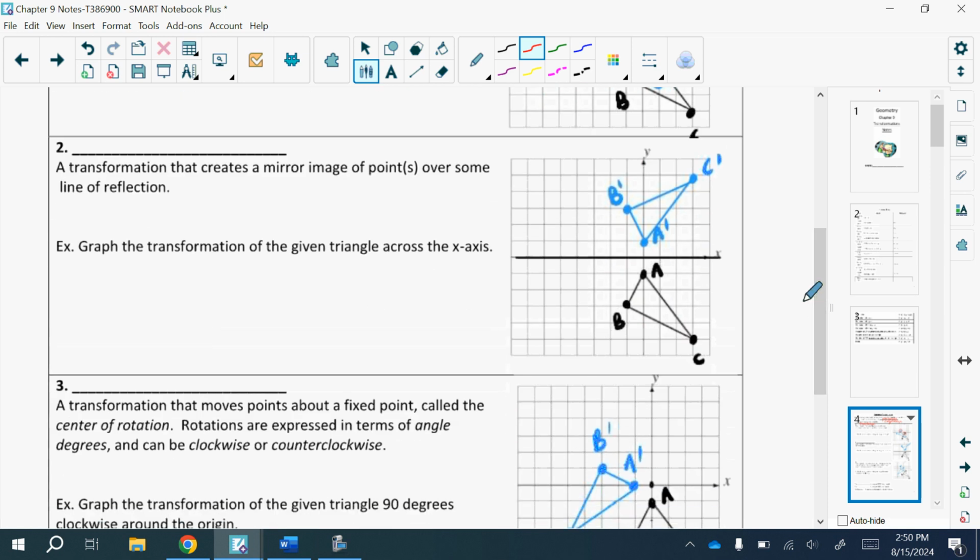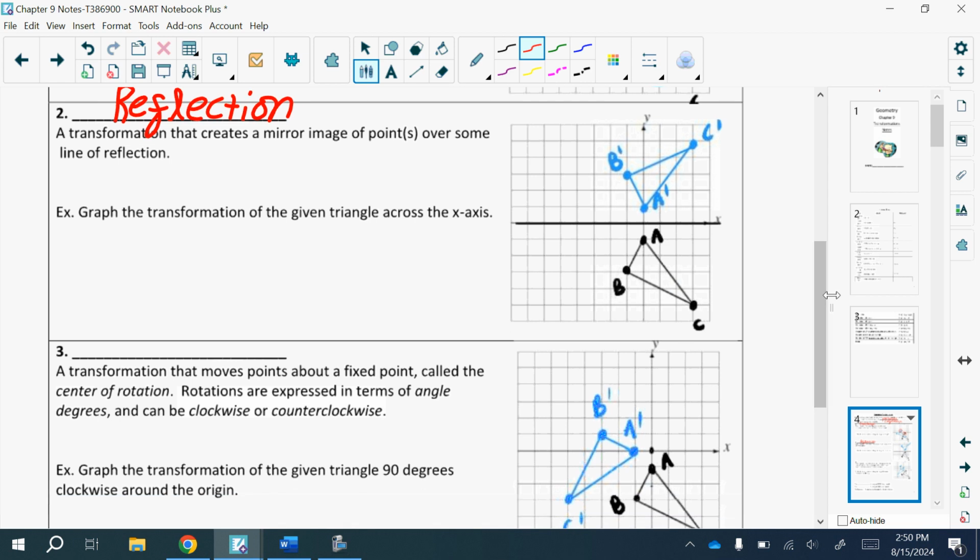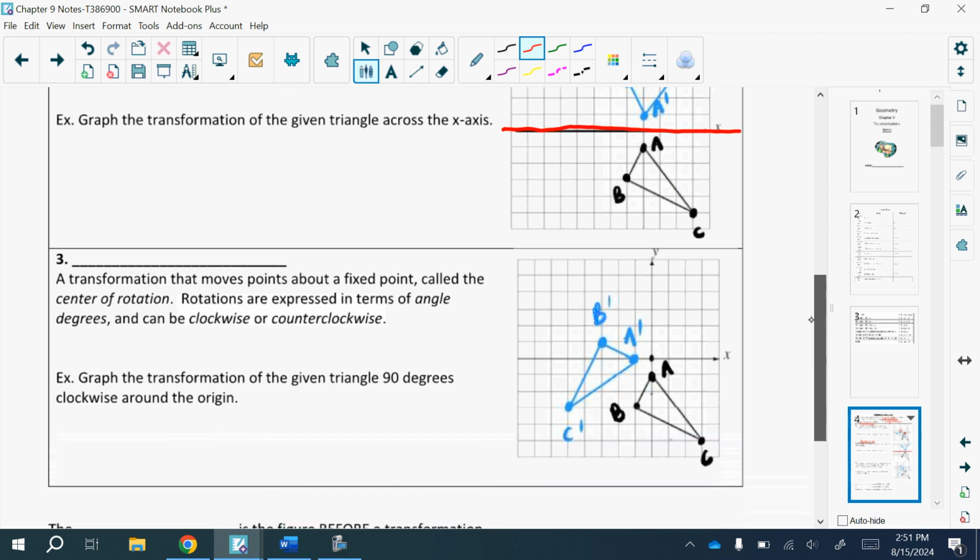Example 2, you have a transformation that creates a mirror image of points over some line of reflection. Well, this itself is a reflection. If this graph was a piece of paper, I could fold it over this line of reflection that's drawn right here. And if I folded that paper over that line, the triangles would overlap. They would just fold right on top of each other.